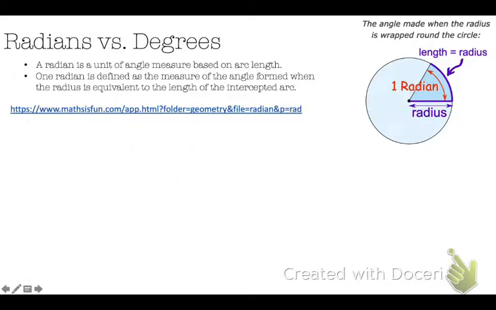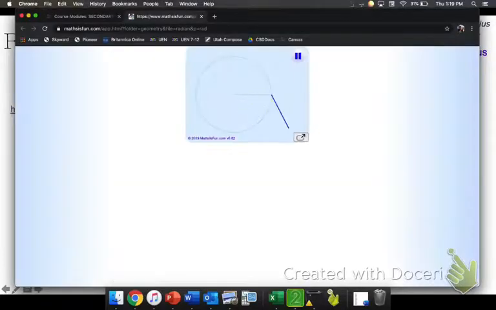Right, this is a really good graphic. So this right here, see how this is going around? This is the radius. And the length of the radius, if I could wrap that around, let's watch it again. The length of the radius, if you can wrap that around the circle, that right there is 1 radian. The angle measure that it makes when you wrap the radius around the circle is called 1 radian.